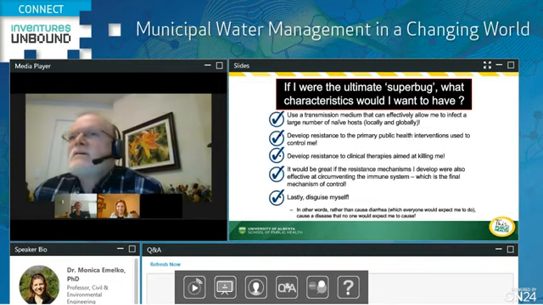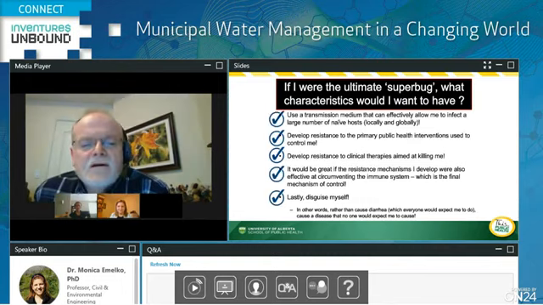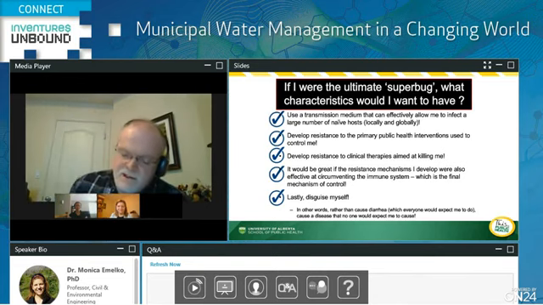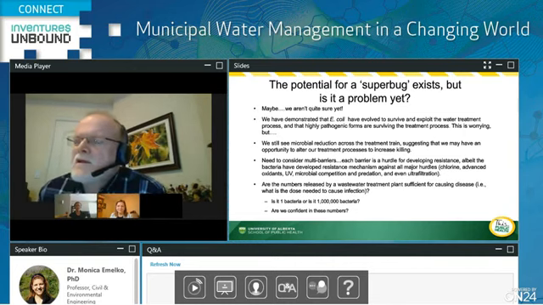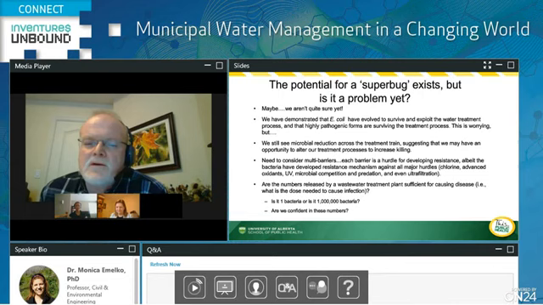So as you can see, if I was a superbug, I'd meet all the 5 criteria that we already have in terms of the bugs that we're seeing starting to evolve during water treatment. So the potential for a superbug exists, but is it a problem yet? We've been able to describe that we think that some of the E. coli that are coming out of a wastewater treatment plant are actually highly pathogenic. But they may be, but we aren't quite sure yet.